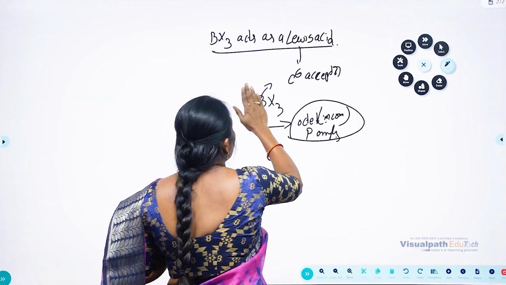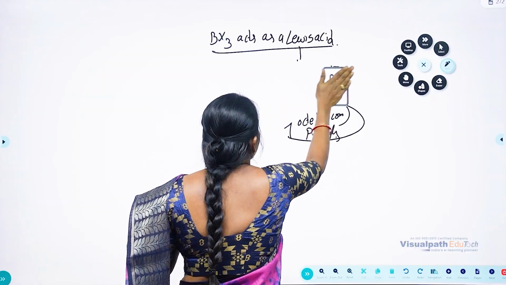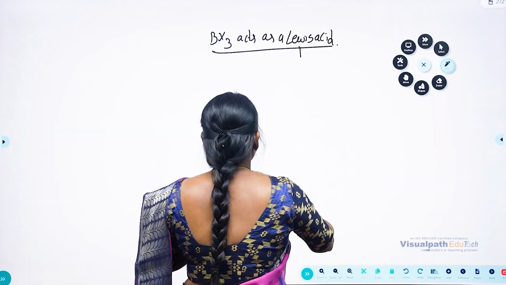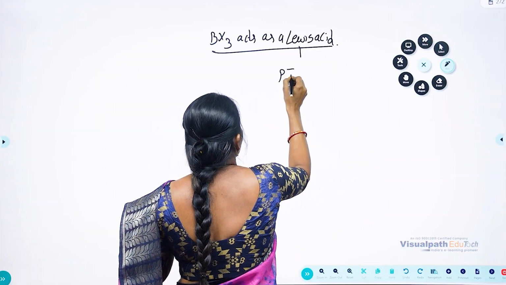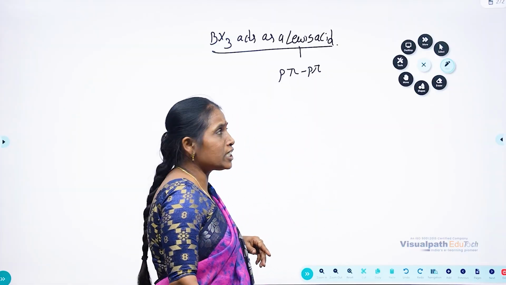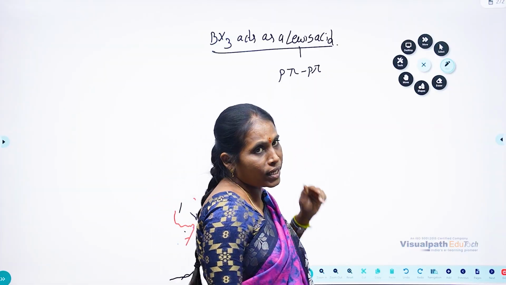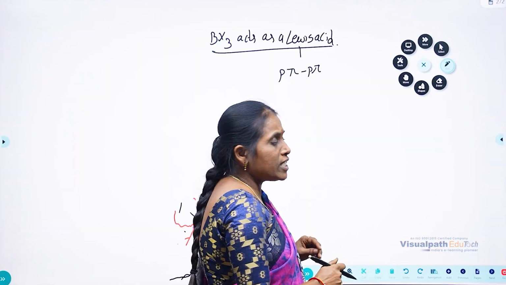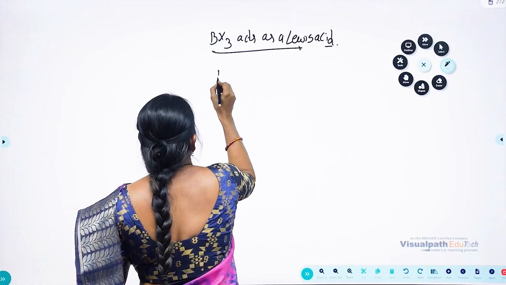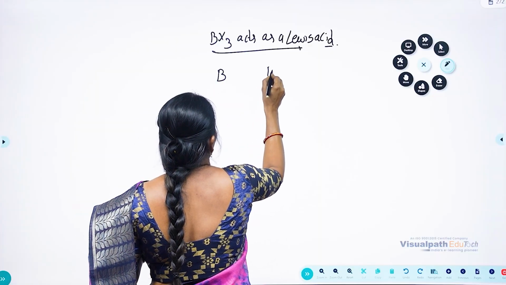So how do we explain that? It is explained by p pi-p pi back bonding. It explains the extent of Lewis acidity. So first here we see the order of the acid strength. Here the central atom is boron.